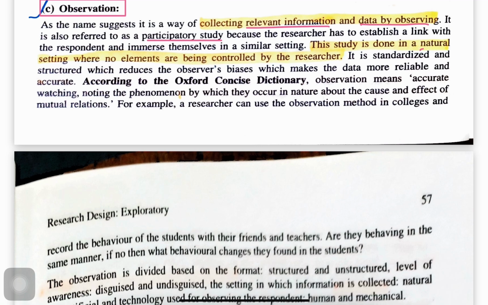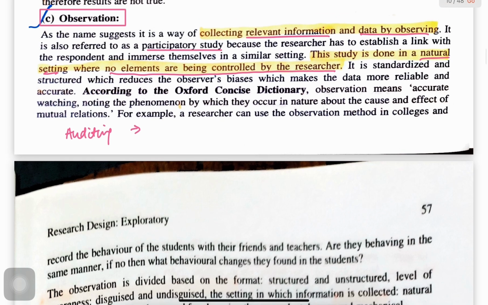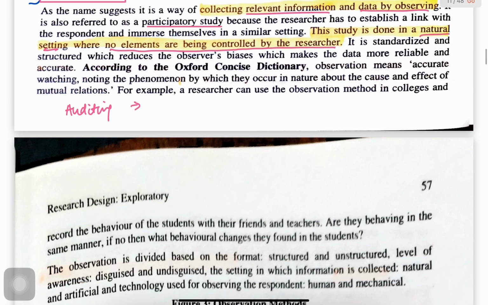This study is done in a more natural setting where no elements are being controlled by the researcher. It is a more standardized and structured way which reduces the observer's bias, which makes the data more reliable and accurate. The most common example for the observation way is auditing. In auditing, the auditor just observes what is happening in the organization at a particular point of time, what has been done with the financial statements of the company and all that. It is a more standardized way of doing observation.